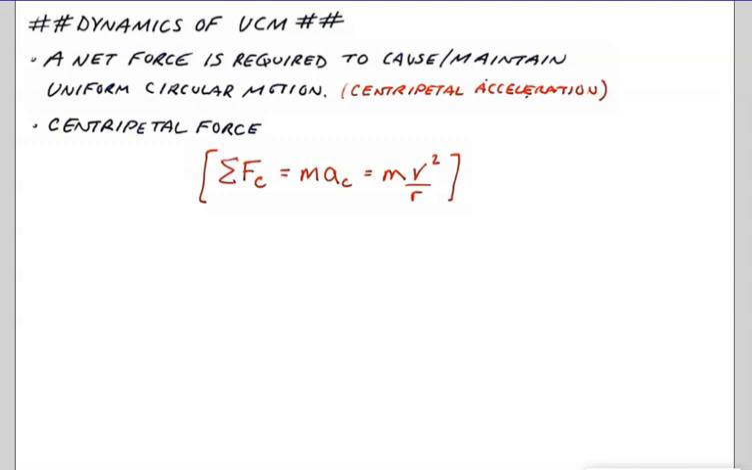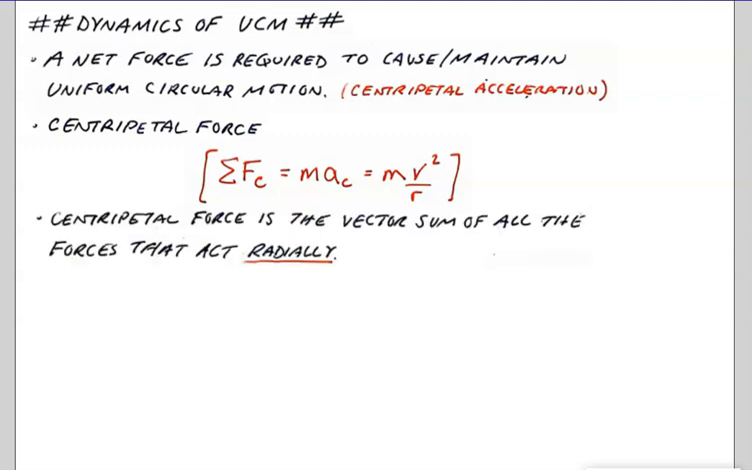Just like we have in the past, we apply Newton's second law in a certain direction, what we call the centripetal direction. So the net force in the centripetal direction equals the mass times the acceleration in the centripetal direction. This is no different than looking at the net force in the x, y, or perpendicular direction as we've done before. Centripetal force is the sum of the forces that act radially, which means they act from the center of the circular path through the object. We are not introducing a new type of force.